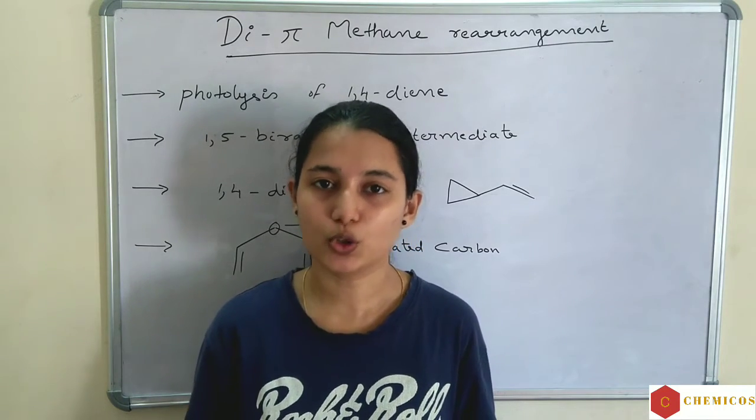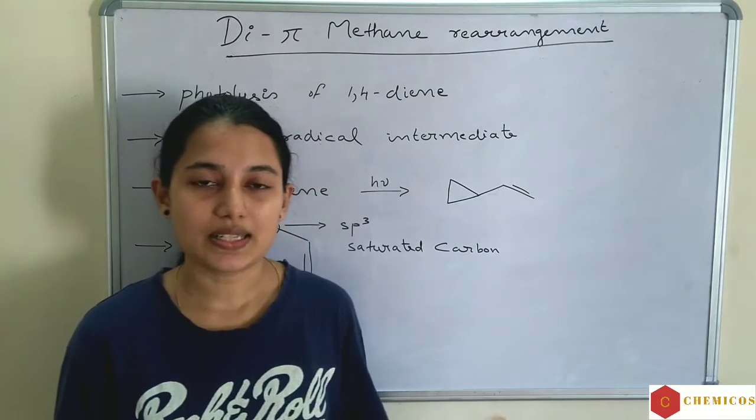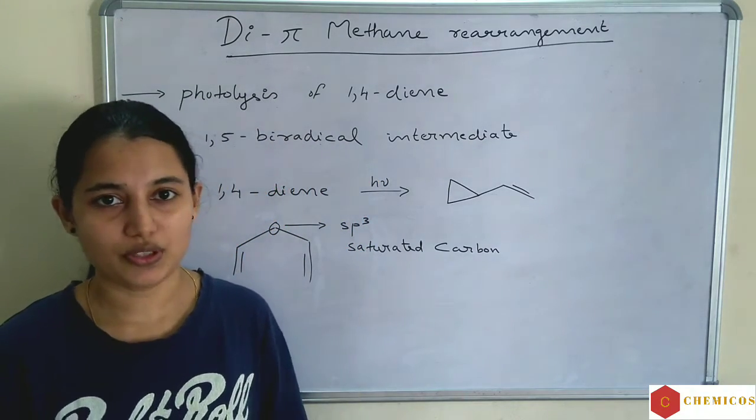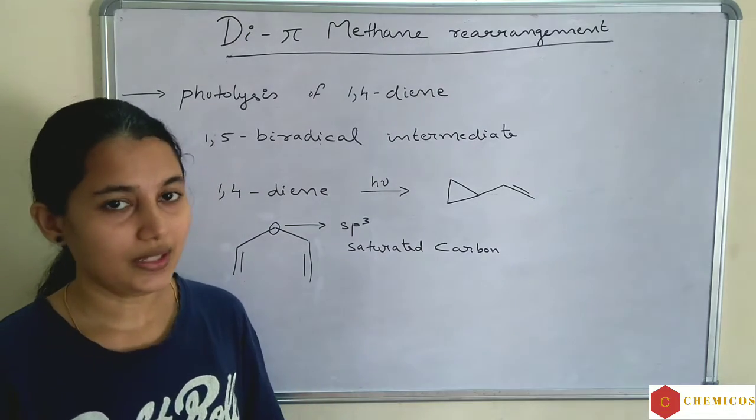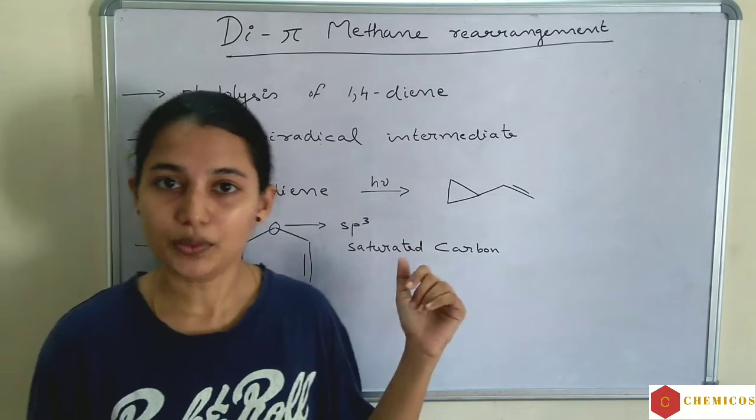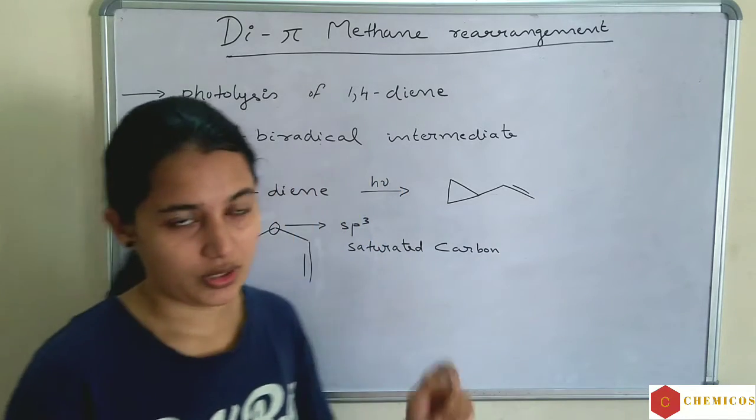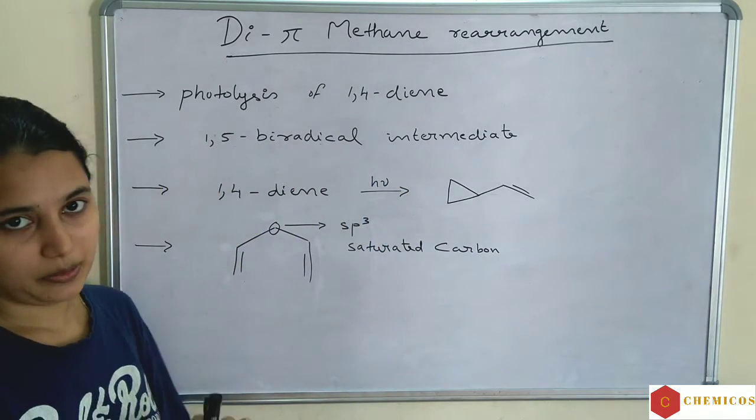So we were discussing photochemical reactions. We discussed Norrish type 1, 2 and Paterno-Büchi reactions in our previous video. In this video we will see what is di-pi-methane rearrangement. This is an important rearrangement reaction in photochemistry. So let's see what is di-pi-methane.